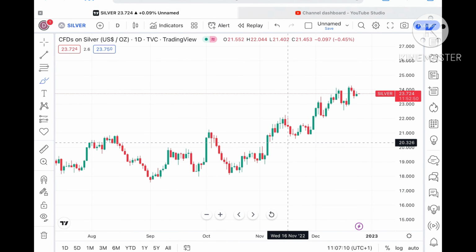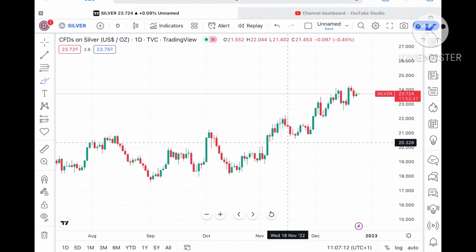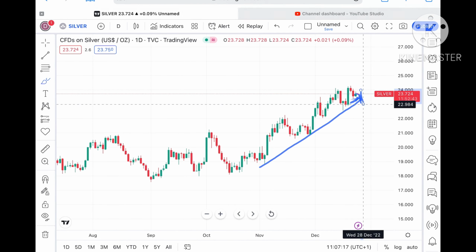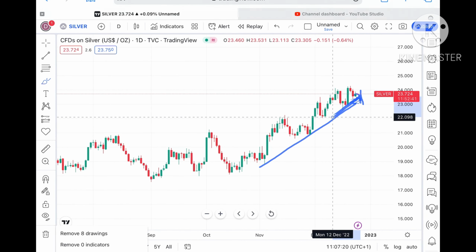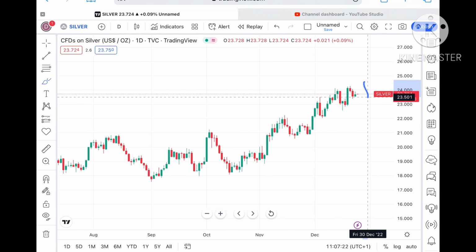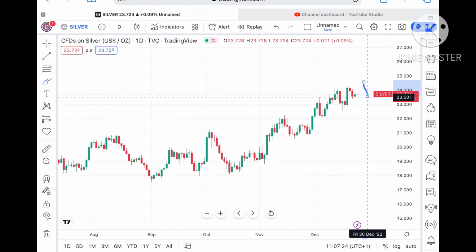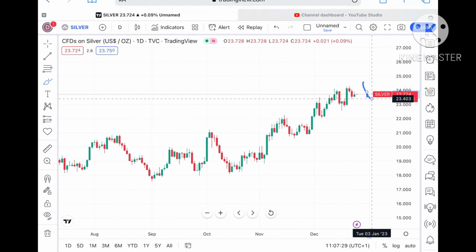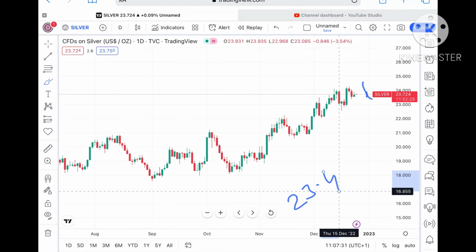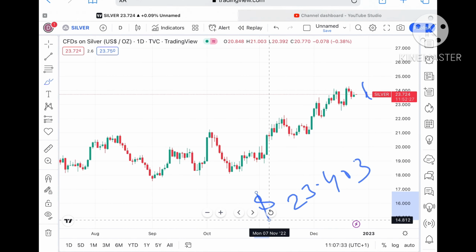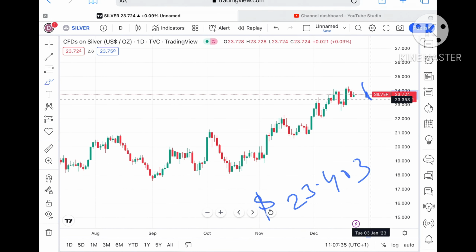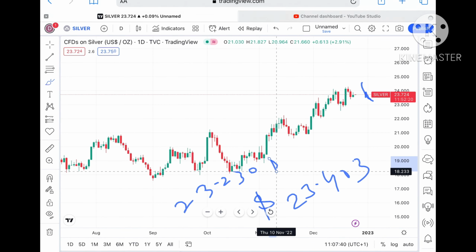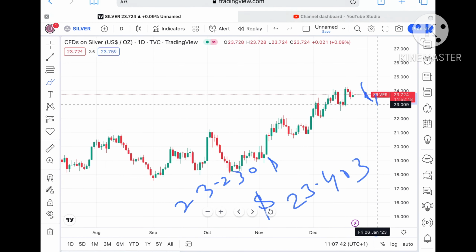Now suppose the price doesn't sustain this particular level. Chances are high that if this level breaks, meaning if it crosses this particular trend line, then only can it go further low. The next support is coming at around $23.501, and if that level doesn't sustain, it can touch a level of $23.403. If the price falls below that level, it can go towards a level of around $23.230.